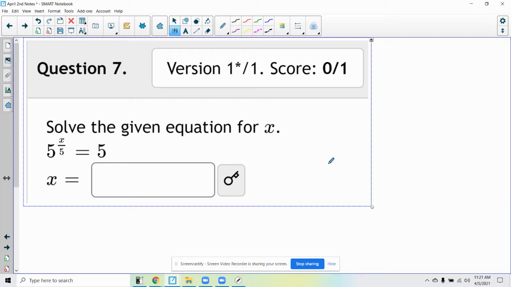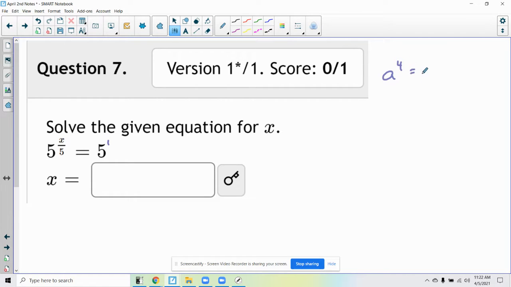Here it says solve the given equation for x. It says 5 to the x over 5 equals 5. So this is 5 to the x over 5 equals 5 to the first, right? If I have two bases equaling each other and they're raised to some different exponents, then the exponents have to be equal, right? If I have a to the fourth equals a to the x, it should be obvious that x equals 4. How else would it work? So when you have the same base, you can set the exponents equal to each other and solve that equation.